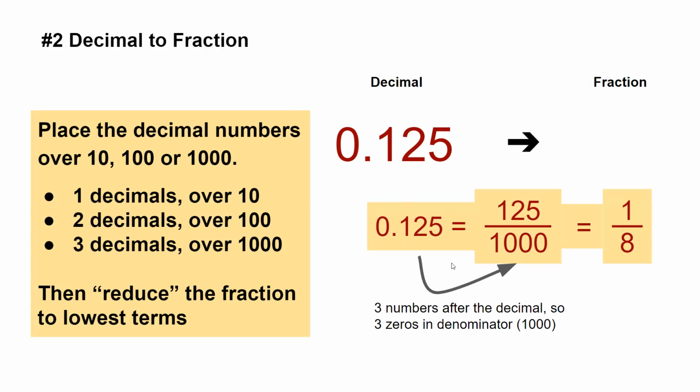Now, once again, a reminder that we used the number 1000 for our denominator because there were 3 values in our decimal that we were converting. 3 values to the right of the decimal point.